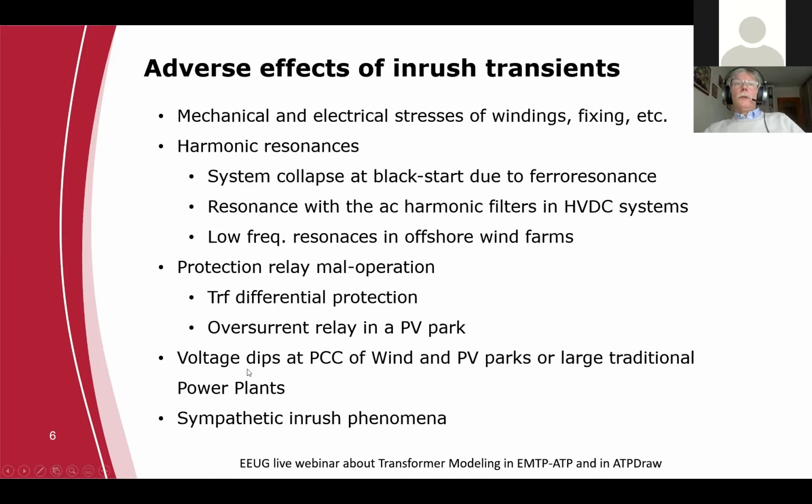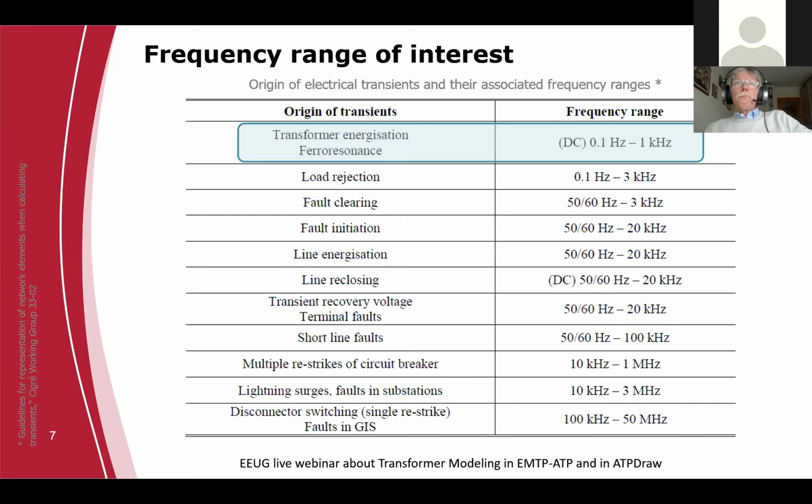It's an issue when we energize a bigger power plant or a bigger wind farm, that when you energize these farms, these transformers, the current is very high, and this high current will result in quite a high voltage drop or voltage dips at the connection point. The sympathetic inrush current phenomenon is another one.